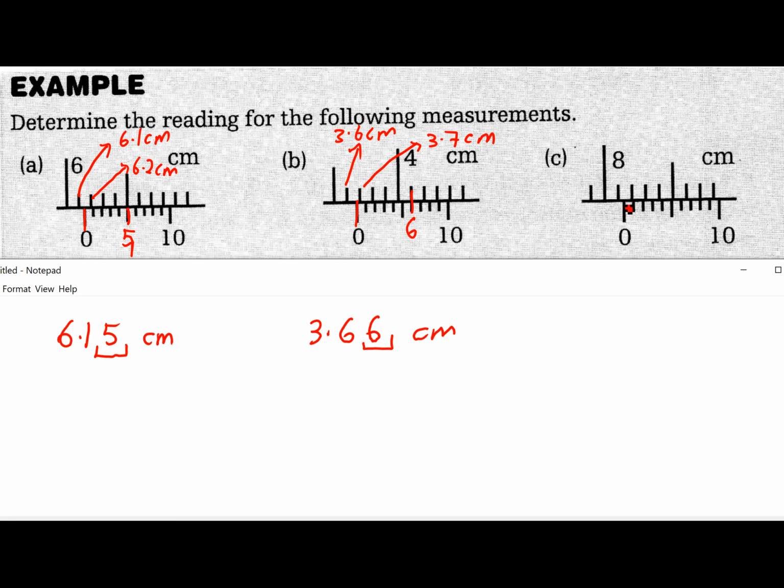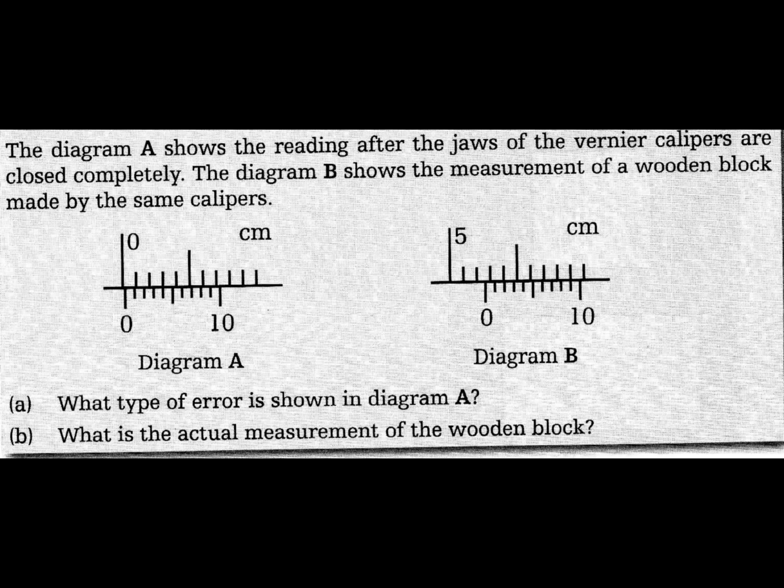In example C, the vernier 0 is here. So the reading is here, somewhere between 8.1 centimeters and 8.2 centimeters. So the reading must be 8.1 something centimeters. So the 8.1 comes from the main ruler, the normal ruler. The second decimal place comes from the vernier ruler. If you look at the vernier ruler, we see this marking aligned, and this is marking number 8. Hence, the answer is 8.18. Let's take a look at another example.